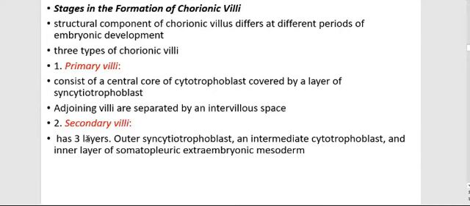The next stage of development will be called a secondary chorionic villus. In the core of the cytotrophoblast, we now see somatopleuric extraembryonic mesoderm growing into the core. Now there will be three layers: the outer syncytial trophoblast, the intermediate cytotrophoblast, and the innermost layer, the somatopleuric extraembryonic mesoderm.